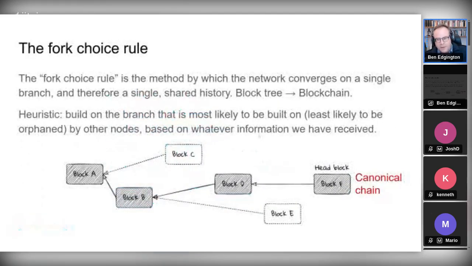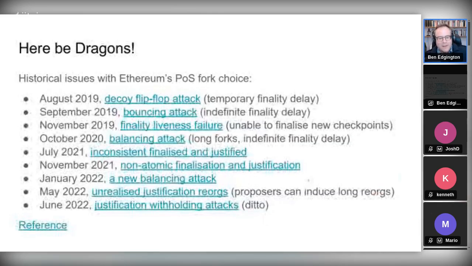Right. So far, so simple. I mean, that's the basics of fork choice, and we just make this choice. Here be dragons. This slide is a partial list of issues with Ethereum's proof of stake fork choice going back in time. It's not going to go into all detail now, though we will revisit one or two of these in slides to come.